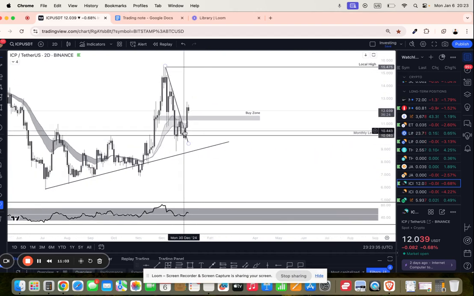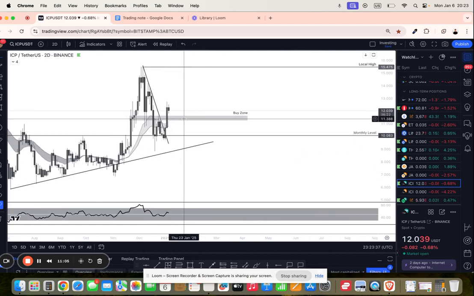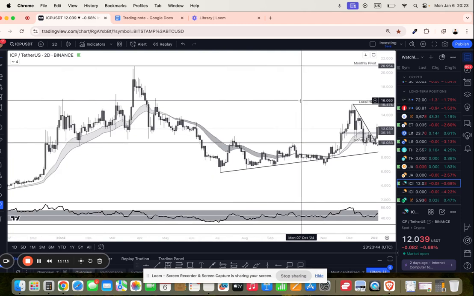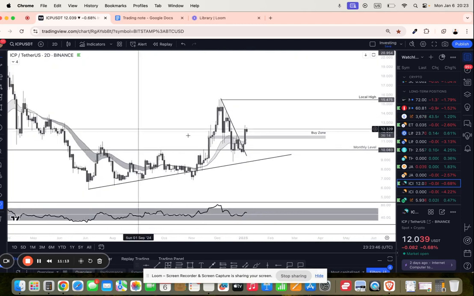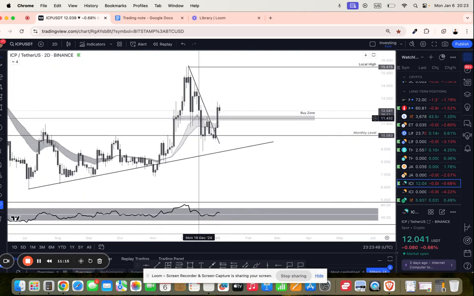So the invalidation for this trade, if things go wrong, if you see ICP turning around here, breaking below its EMA band and rejecting it, that's your signal to get out. Sort of like we saw here, but obviously it does print some false signals like what happened recently in December.